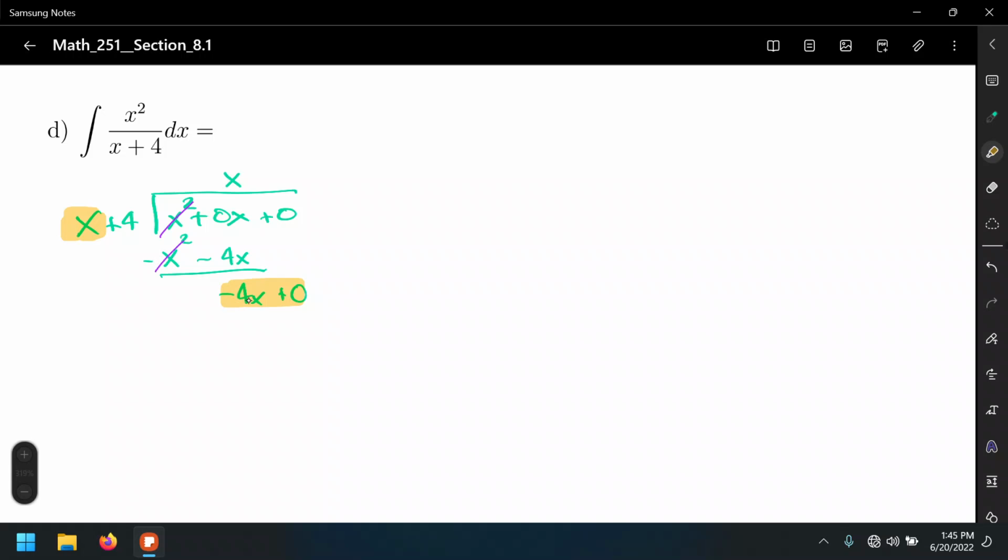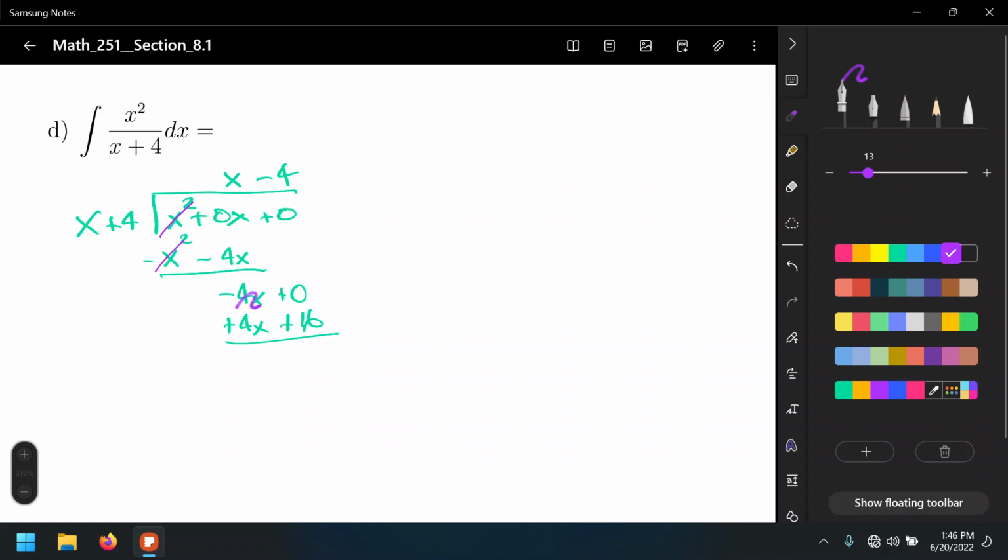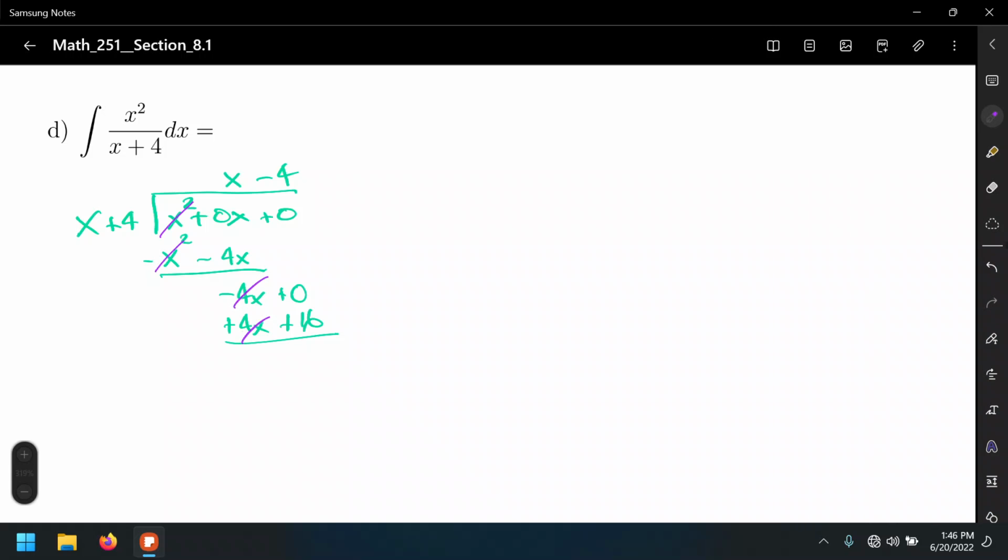So we need to divide negative 4x by x. What is that going to be? Negative 4. Negative 4 times x, that's negative 4x. But don't we change the sign? And negative 4 times 4, that's negative 16. That changes to positive 16. All right? So cancel, and that's a remainder of 16.